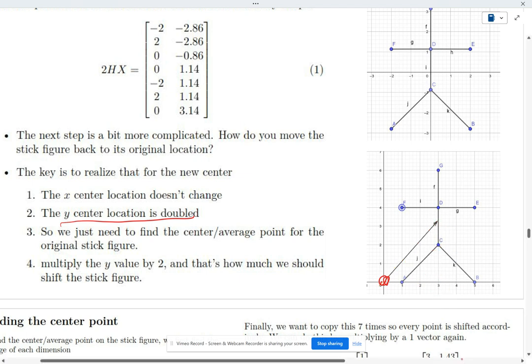So the y location of the center, so this is the center, right? That location has doubled. So what we need to know is to find the center average point for the original stick figure. If we know this center point of this original stick figure, then whatever this point is, we keep the x-axis the same, and then we double the y-axis. Double. If we can do that, then we will essentially know how much we need to move this by. Okay?